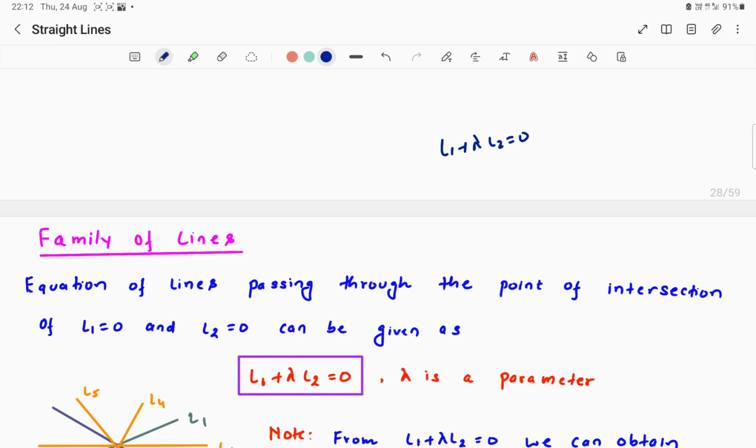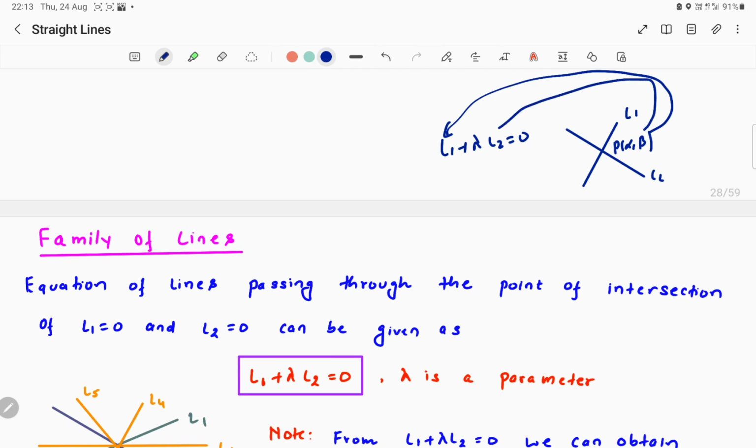So you think like this. Let's say alpha comma beta is the point of intersection. This is L1, this is L2. If I substitute alpha beta here, and if I substitute alpha beta here, both of them will become 0, because alpha beta lies on L1, so the value will be 0, and alpha beta also lies on L2, so this value also will be 0. So 0 plus lambda 0 obviously is 0, isn't it? So what we can claim here is that yes, this equation L1 plus lambda L2 equal to 0 represents a line, and it is also passing through that point of intersection.